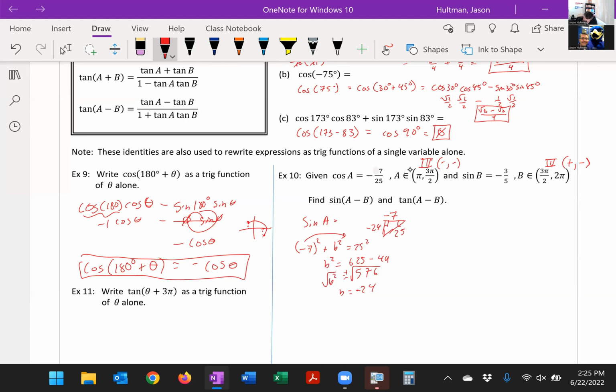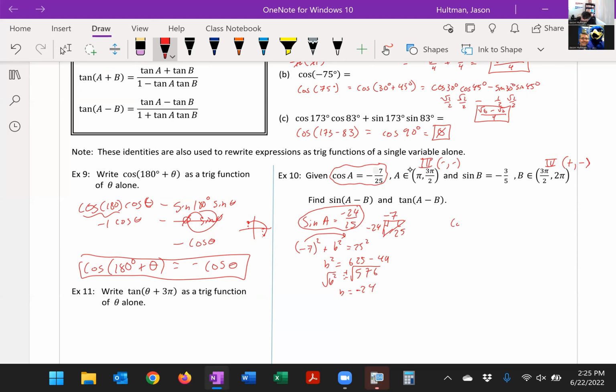So what's the sine going to be? It's going to be negative 7 over, I'm sorry, negative 24 over 25. So negative 24 over 25. So that's the sine of A. That's a key component for what we want to do here, because we need to know what the sines and cosines are for all of these. So sine of A is a key component. Cosine of A is a key component. So we have those. Okay, now sine of B.